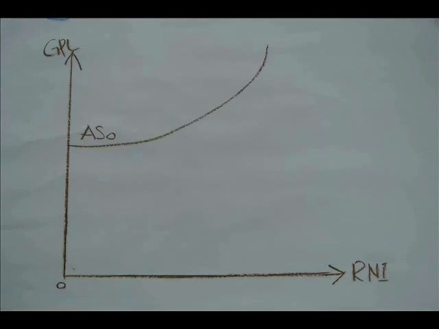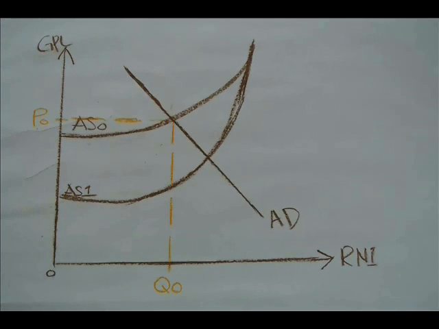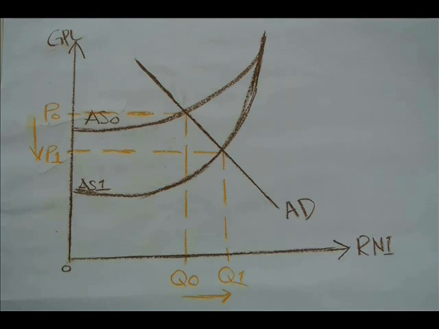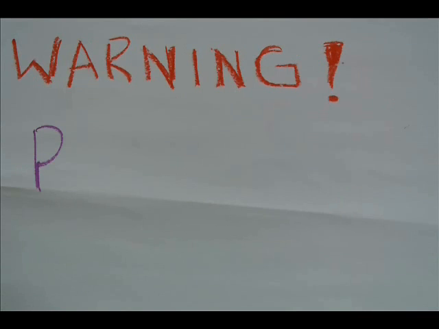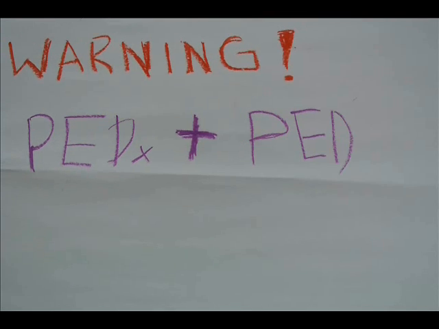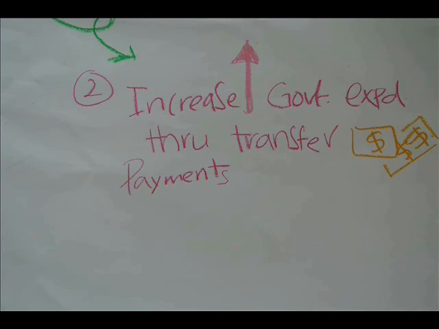AS curve will shift from AS0 to AS1. General price level will decrease from P0 to P1. Hence, inflation is reduced. However, we must note that Marshall-Lerner's condition that imports and exports need to be price elastic must hold. Alternatively, we could also increase government expenditure on transfer payments.